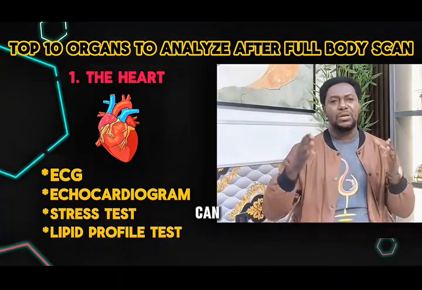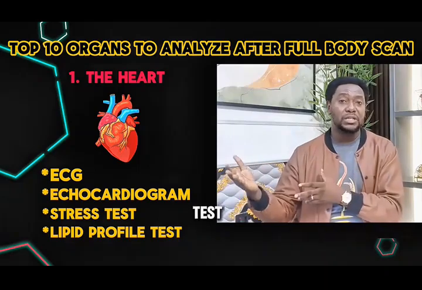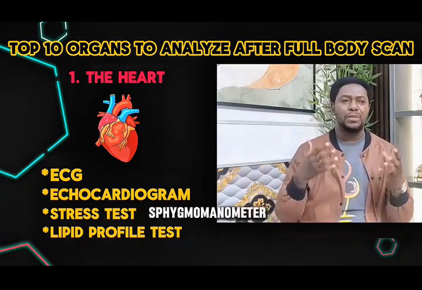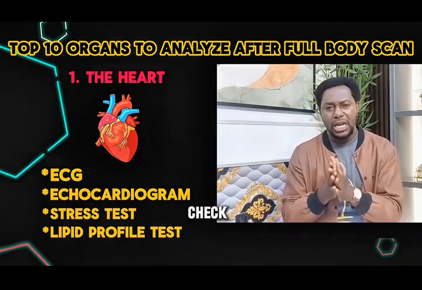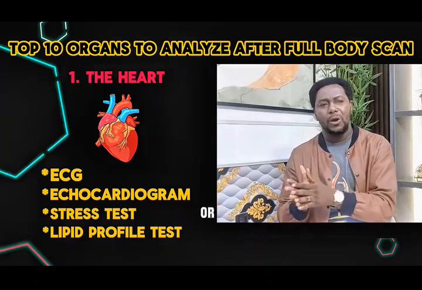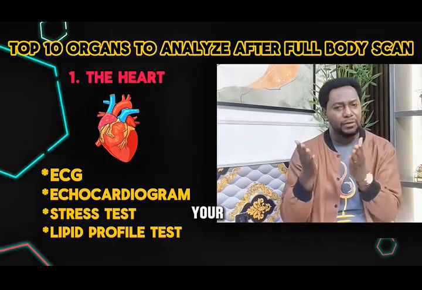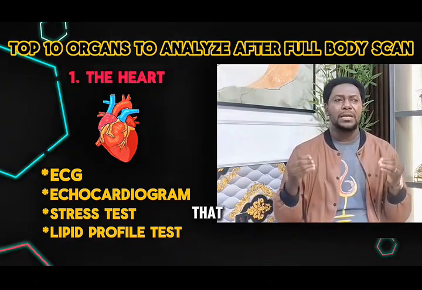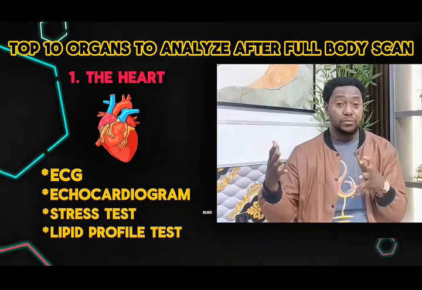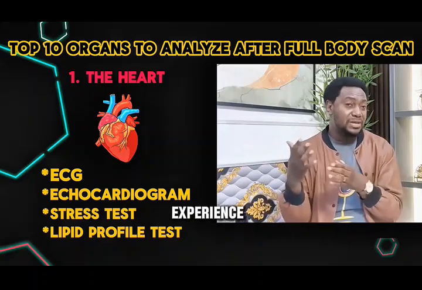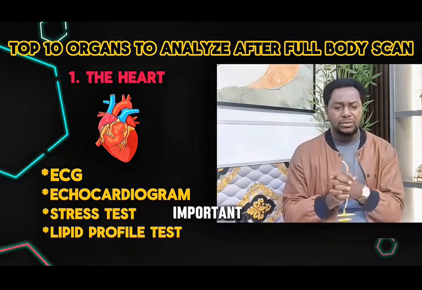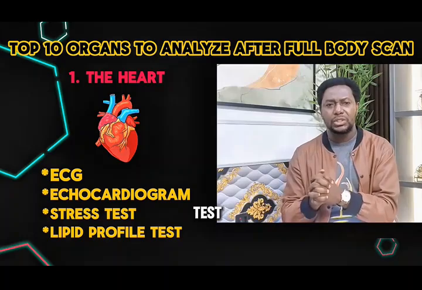Number 5, you can also go for a blood pressure test. It's also a device that you can have at home, a sphygmomanometer, to check for high blood pressure, low blood pressure, or if your blood pressure level is normal. One thing about heart disease is that sometimes, take blood pressure for example, you may not experience symptoms immediately, so that's why it's very important to go for these tests.